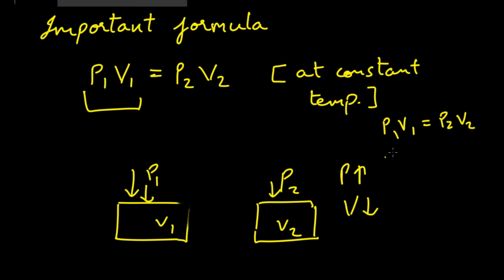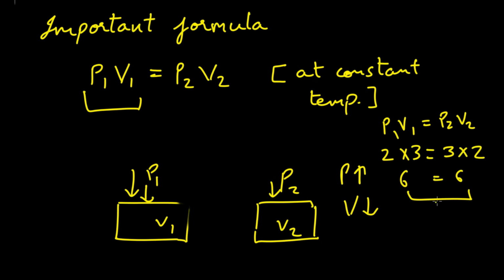Just to understand, consider P1 is 2 and V1 is 3. You will get 6, right? Now, if you increase pressure by 1, P2 will be 3. Then according to the proportionality, that is P is inversely proportional to volume, the volume will be 2 and the answer will be 6. So their value will remain the same at constant temperature. The temperature should always remain constant. Then always P1 V1 will be equal to P2 V2. This is the formula which you will use to solve many different problems.